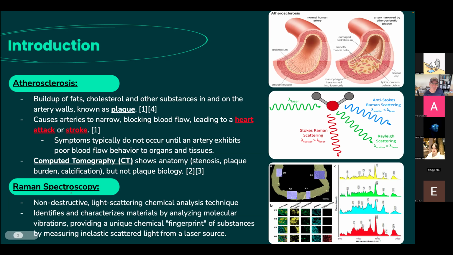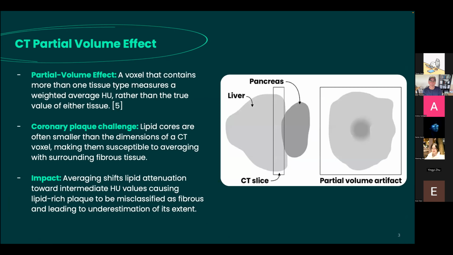So Raman spectroscopy, we believe, can provide complementary information. By measuring molecular vibrations, Raman produces a chemical fingerprint, which can be seen in the bottom right there, that can distinguish lipid-rich, fibrous, and calcified tissue based on composition rather than attenuation alone. So the difference between structural and molecular information was the reason that we decided to do this project.